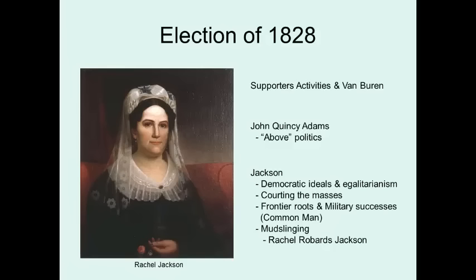Now, again, we know this is highly problematic. He's a very rich planter. He's not exactly common, but this is a very effective argument. People are like, yeah, I was on the frontier too. Yeah, I was in the army too. So they're relating with Jackson. They're viewing him as this common man.